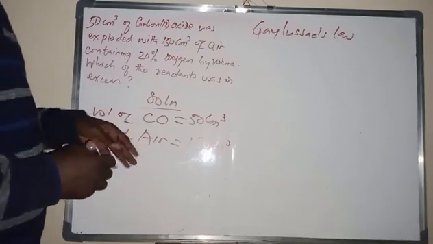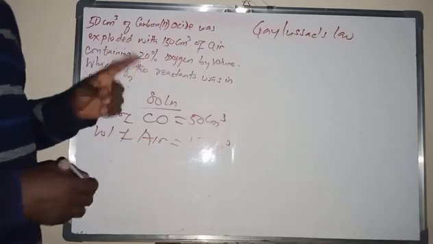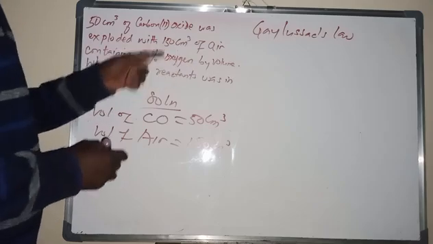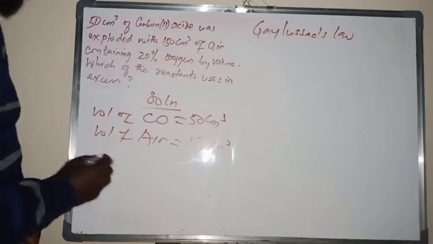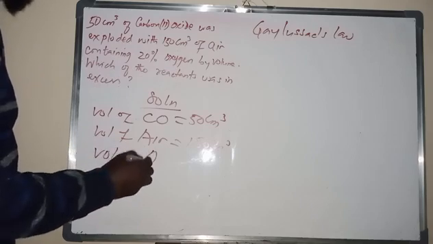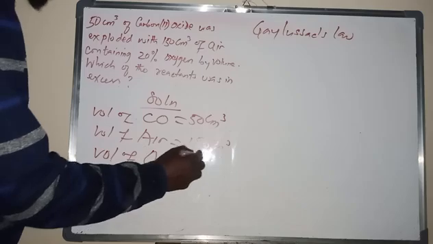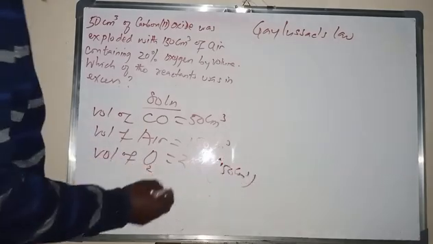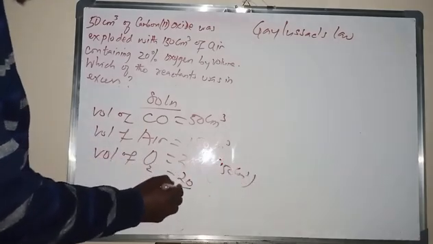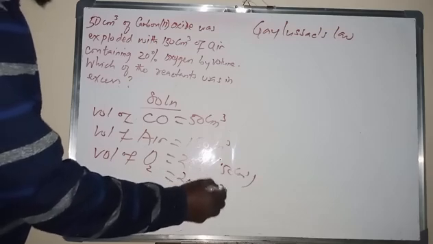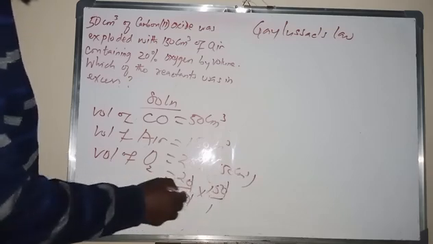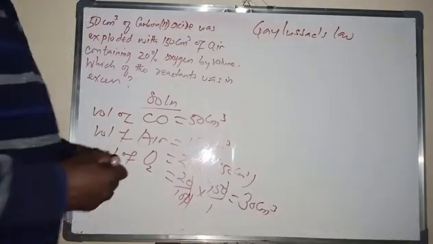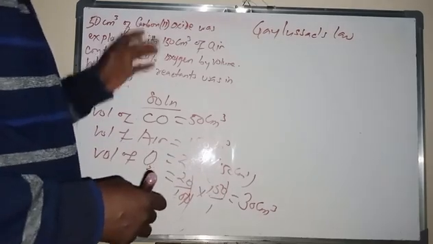The volume of oxygen is not mentioned, but that of air is, so it can be calculated using the percentage. Oxygen is 20% by volume of the air. So if you have 150 cm³ of air, the volume of oxygen will be 20% of the volume of air. We have 20 over 100 multiplied by 150, zero cancels zero, so we have 30 cm³ of oxygen present in the reaction.